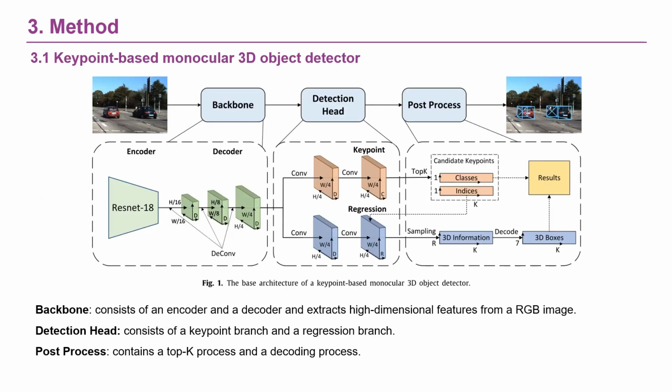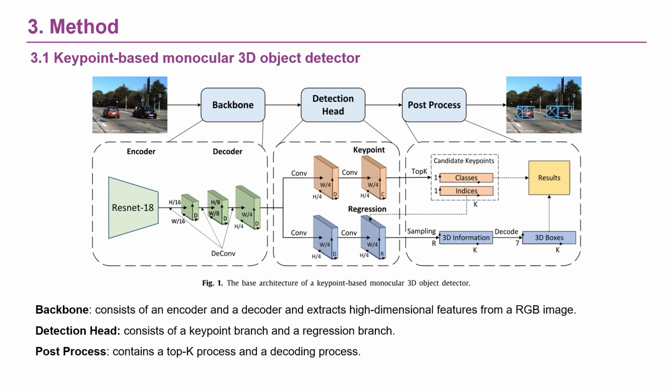Here we introduce the major structure of a keypoint-based monocular 3D object detector. As shown in Figure 1, the whole framework can be divided into backbone, detection head and post-process. The backbone network consists of an encoder and a decoder. The encoder extracts high-dimensional features from the RGB image. The decoder upsamples the bottleneck features by convolutional layers. The detection head consists of a keypoint branch and a regression branch. The keypoint branch predicts the existence probability and class of an object at each pixel. The regression branch predicts metric parameters of the 3D bounding box.